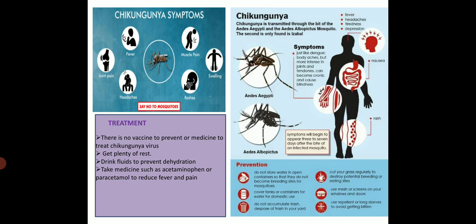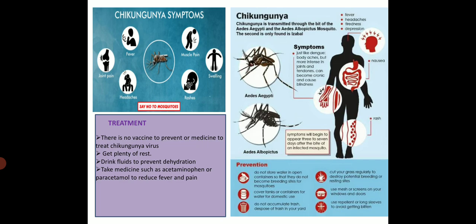Coming to the treatment, there is no vaccine to prevent or medicine to treat chikungunya virus. So to get rid of chikungunya, get plenty of rest, drink fluids to prevent dehydration, and take medicines such as acetaminophen or paracetamol to reduce the fever and also the pain.